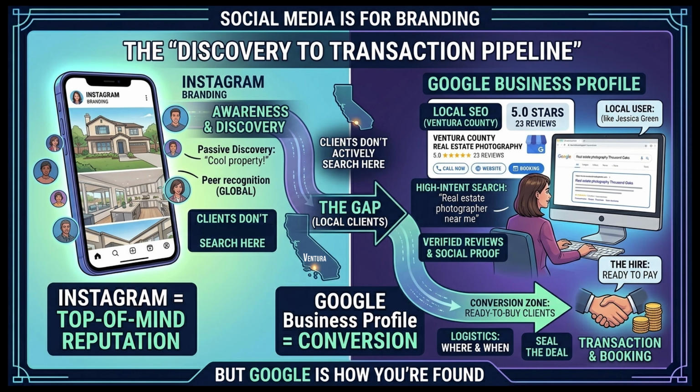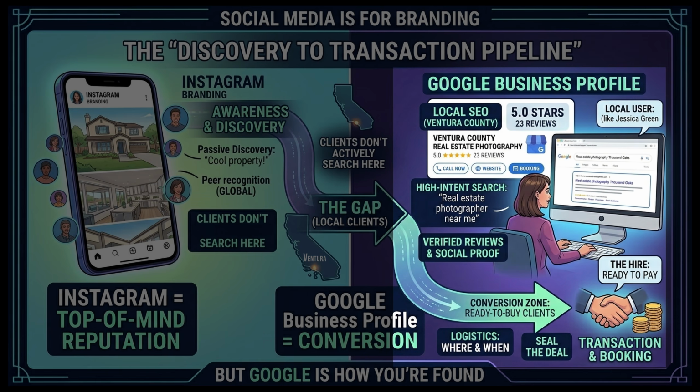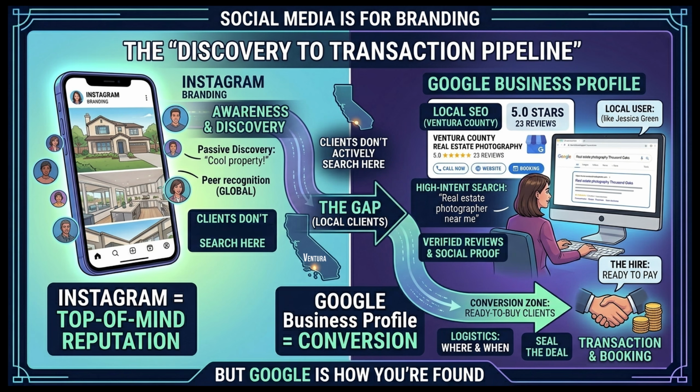Used properly, this creates a discovery to transaction pipeline, which is a flow from social media branding to active searches. So think of social media as the greeting and Google, for instance with a Google business profile, as the gig. Your branding on social media ensures that by the time they find you on a Google search, they don't see a service provider, they see a professional they already know, and a standard of quality they already trust.